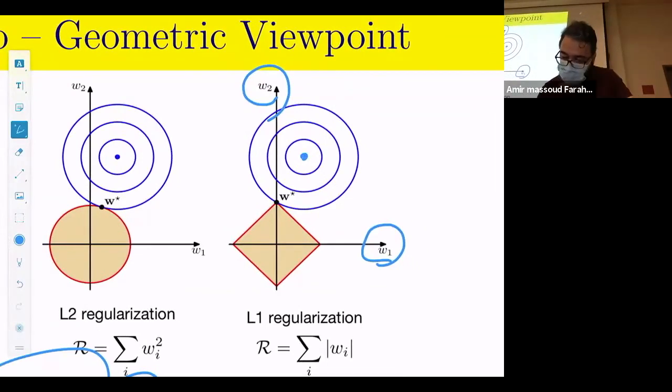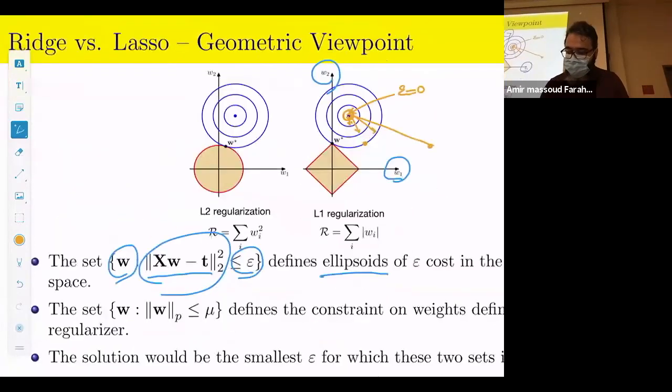At this point, maybe I'll use a different color. This is the point where epsilon is equal to 0, so we have a perfect fit, and then we gradually increase epsilon. These are level sets of different values of the cost function. If we find a point W here, we have the minimum training error. If we are at a point that is far, like here or here, we have a large training error. So this radius is your training error. Is that part clear?